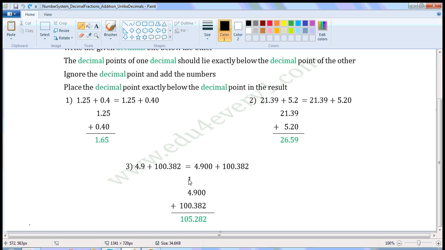Now we have to add 1, 4 and 0. 1 plus 4 is 5, 5 plus 0 is 5, so write 5 here. There is 0 here, so write 0 here. There is 1 here, so write 1 here. Now put the decimal point exactly below the decimal point. That is, we have to put the decimal point between 5 and 2. So it becomes 105.282. 4.9 plus 100.382 is equal to 105.282.